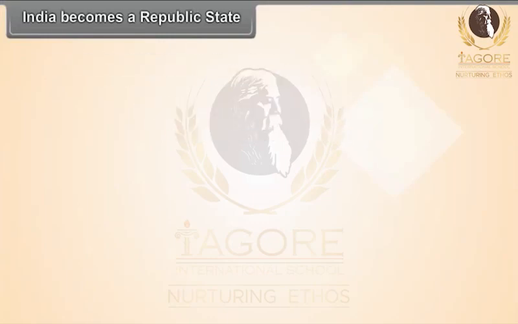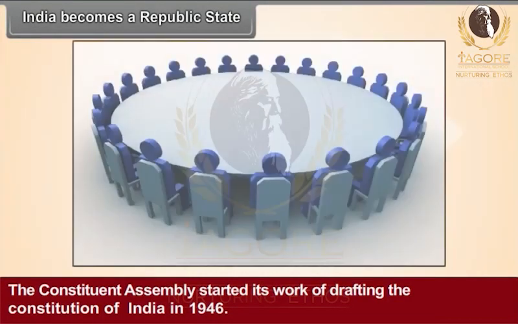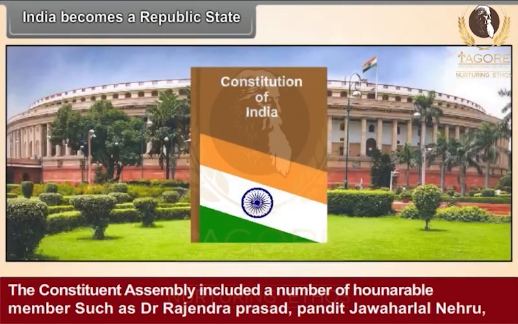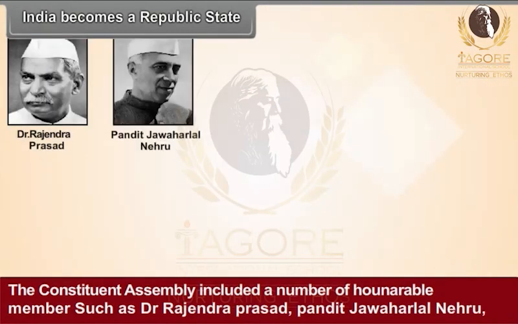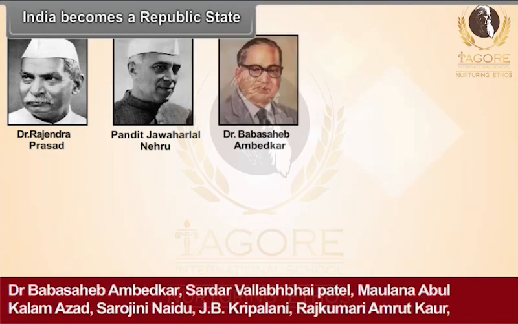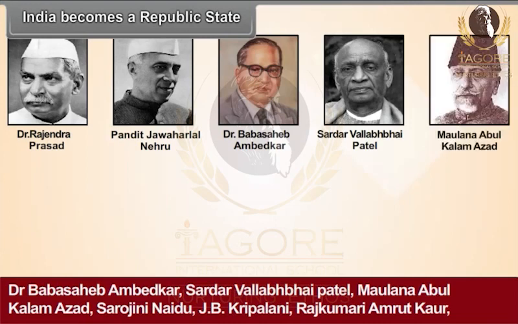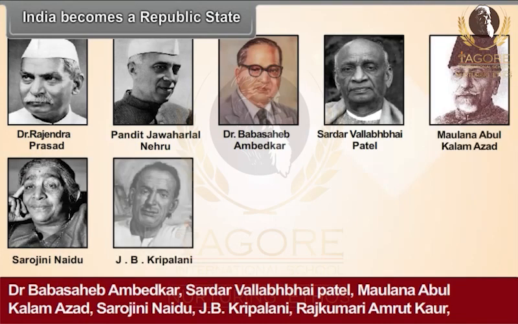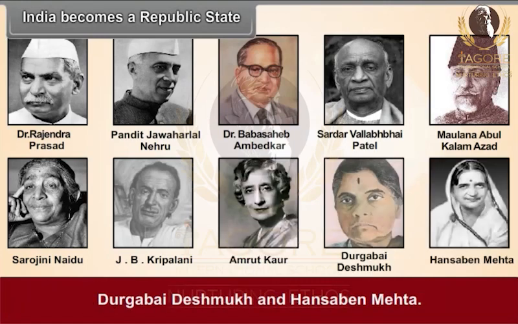India becomes a republic state. The Constituent Assembly started its work of drafting the Constitution of India in 1946. The Constituent Assembly included a number of honorable members such as Dr. Rajendra Prasad, Pandit Jawaharlal Nehru, Dr. Babasaheb Ambedkar, Sardar Vallabhbhai Patel, Maulana Abul Kalam Azad, Sarojini Naidu, J.B. Kriplani, Rajkumari Amrit Kaur, Durgabai Deshmukh and Hansaben Mehta.